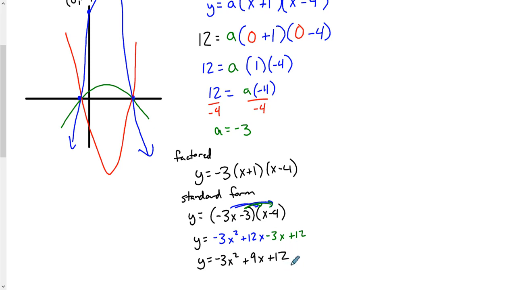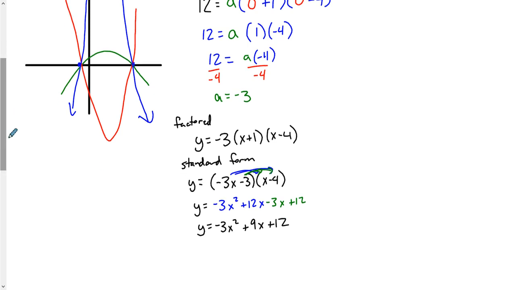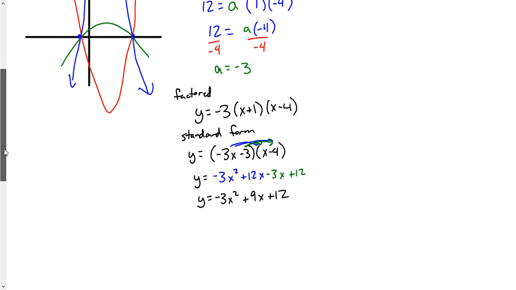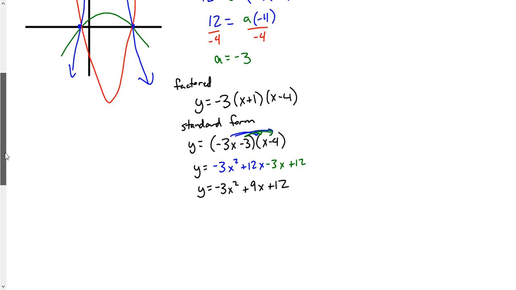Meaning, if we were to factor this out, it would come back to here. At the same time, we can read right from here, yep, our y-intercept is positive 12. And there we go. You can go have some fun.